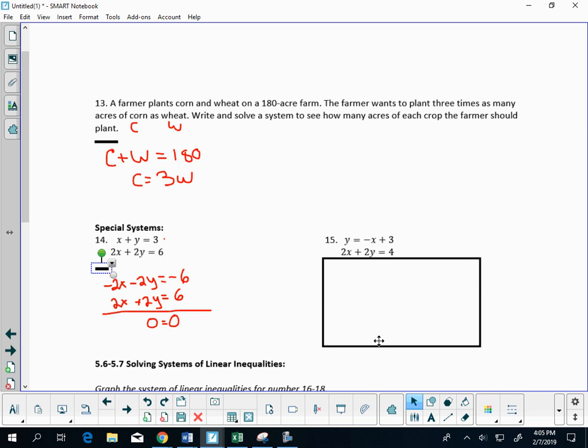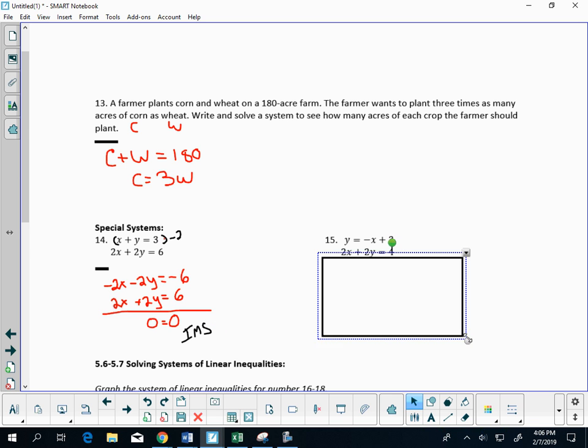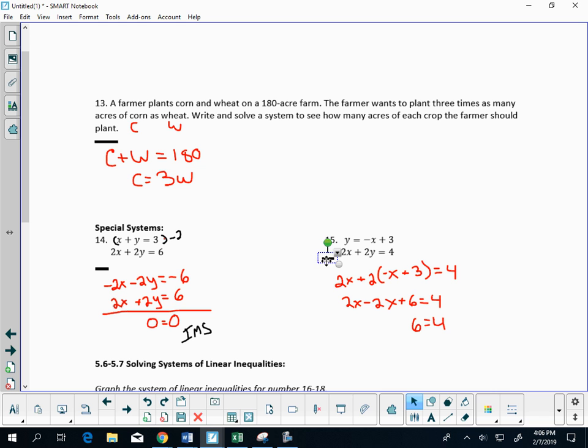On number 14, I used elimination. I multiplied that top one by -2. And I ended up canceling everything out, so that's going to be infinitely many solutions because 0 does equal 0. On 15, I used substitution, and I end up with my x's canceling out and get 6 equals 4. Well, that's not true, so that's going to be a no solution.